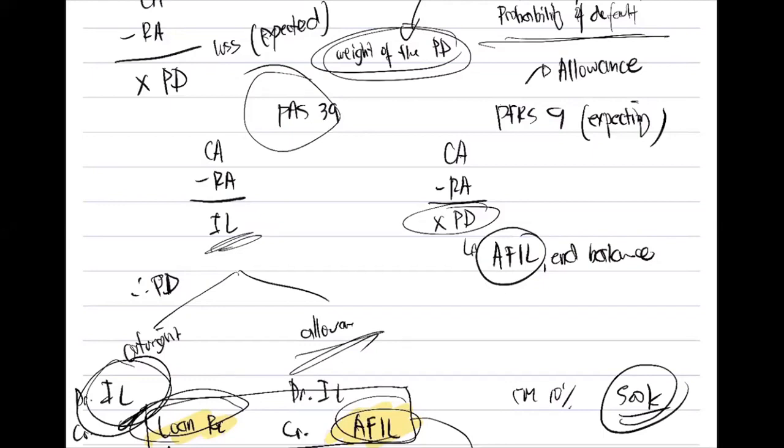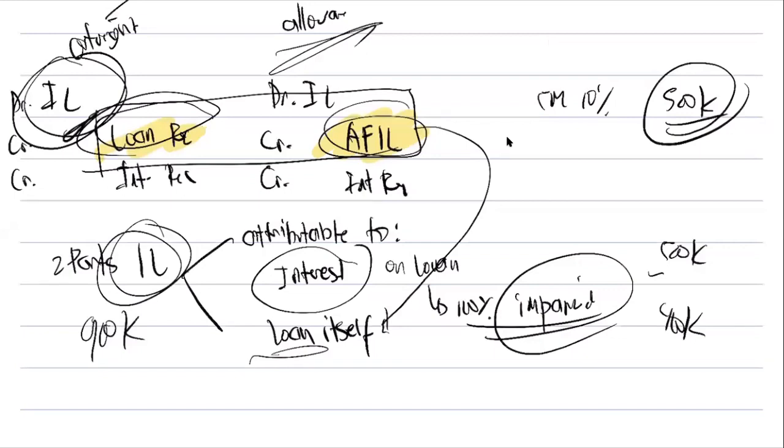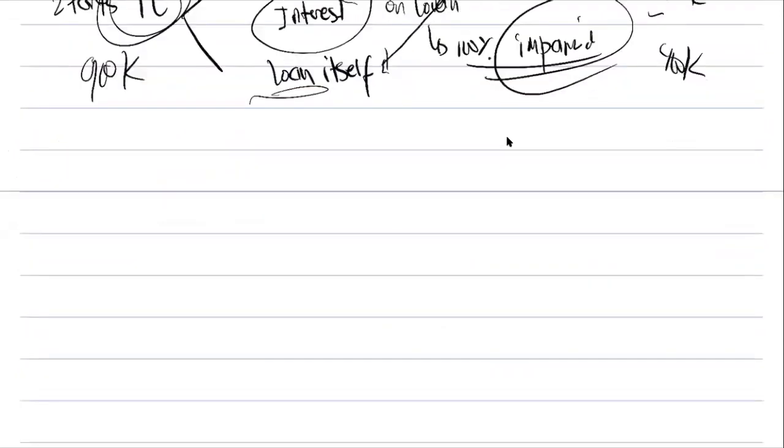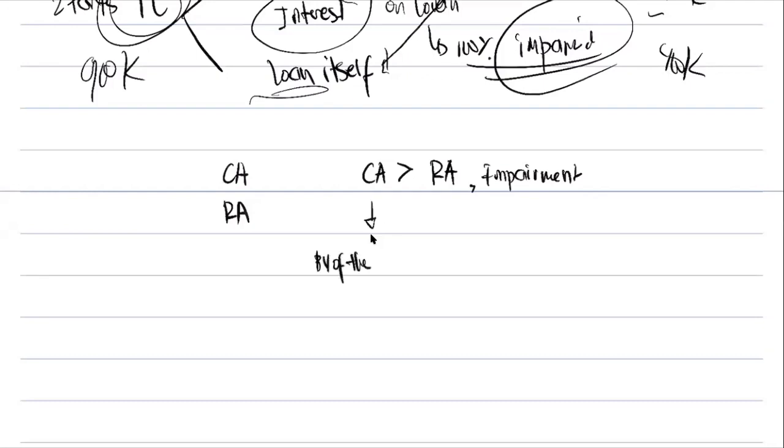Okay? Now, after knowing the difference between PAS 39 and PFRS 9, we go to the items of our formula. The items of our formula are carrying amount and recoverable amount. It is when the carrying amount is greater than the recoverable amount that there is an impairment. So what is the carrying amount? Carrying amount in impairment of loans is equal to the book value of the loan.